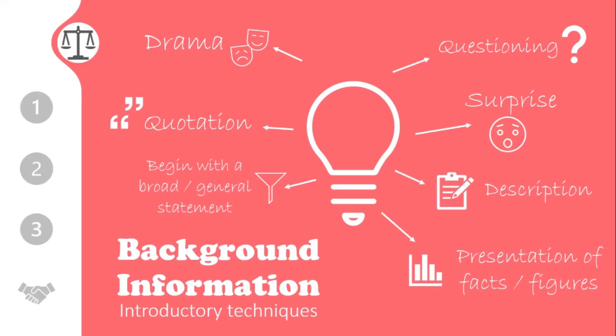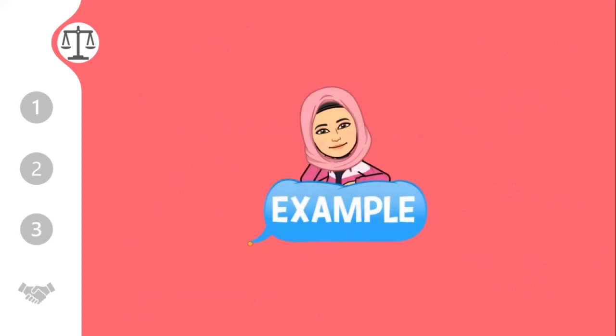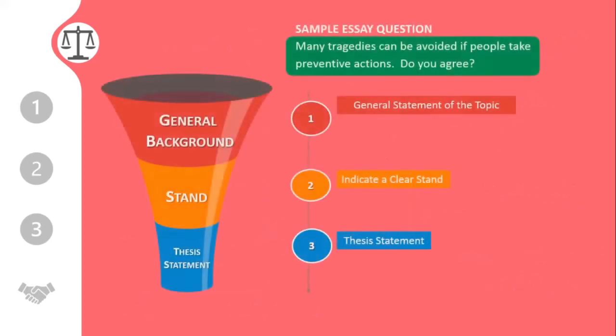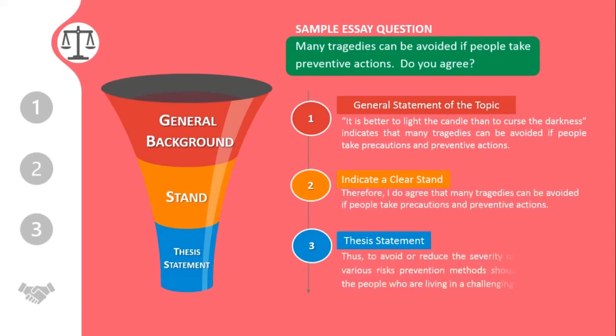Choose a technique which suits you best and focus on it. To understand better, let's look at a few sample introductory paragraphs. We refer to the same sample question. Here we have a draft of an introductory paragraph outlined on "Many tragedies can be avoided if people take preventive actions. Do you agree?" The draft begins with a general statement of the topic, identifying which introductory technique is suitable for you, indicate a clear stand, and a thesis statement.